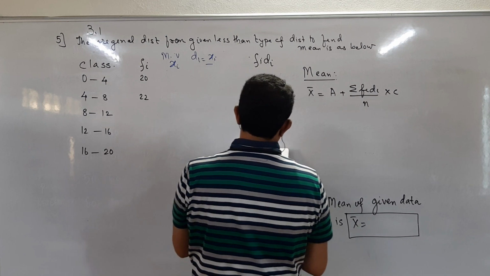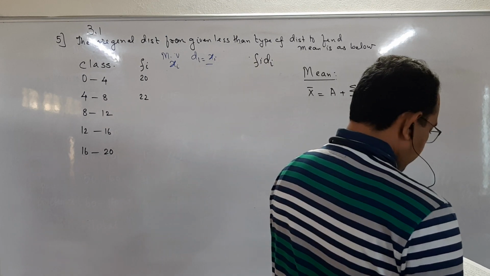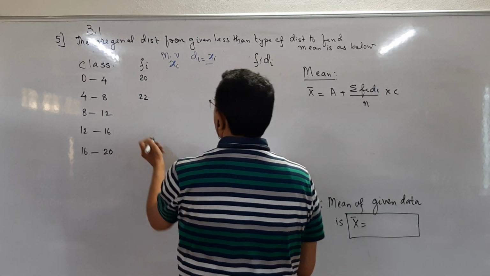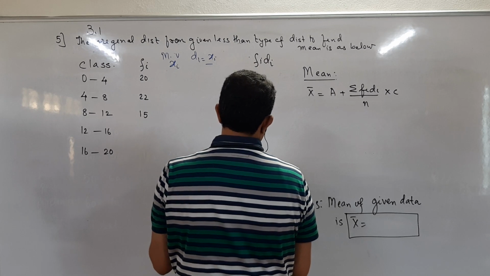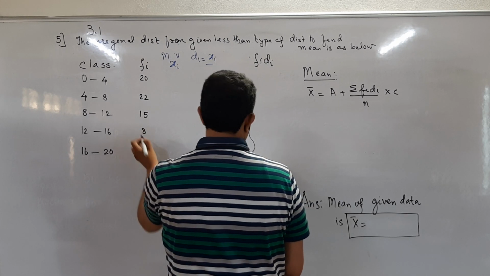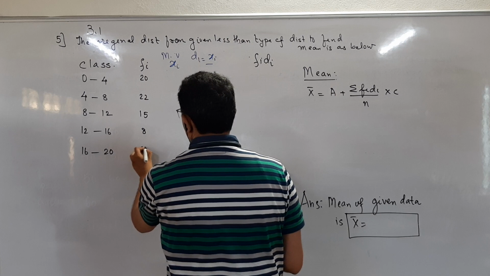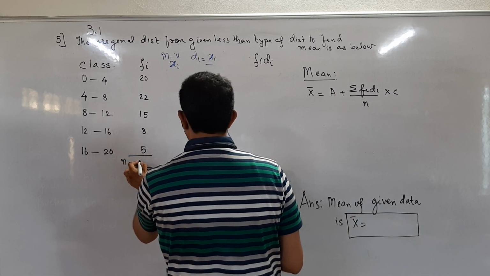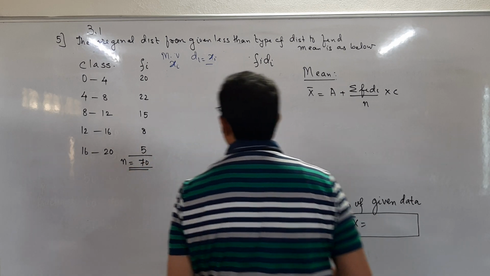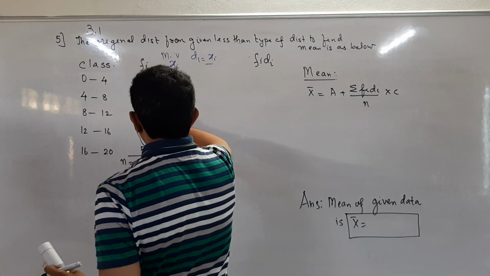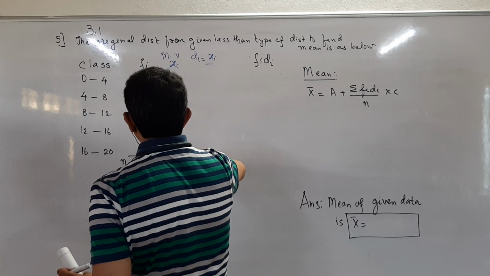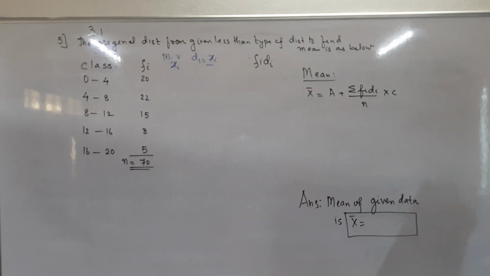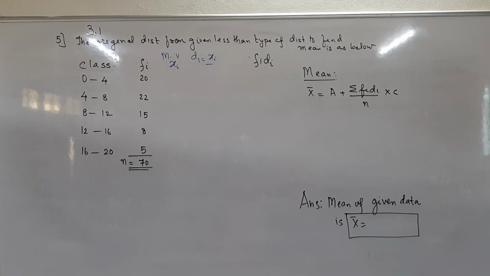Then 57 minus 42, so this will be 15. Then 65 minus 57, so 8. And 70 minus 65, so 5. The total of frequency must be, students, 70. Check: 7 and 8, 15 and 5, 20. 6 and 1, 7. So these are, students, the individual frequencies.